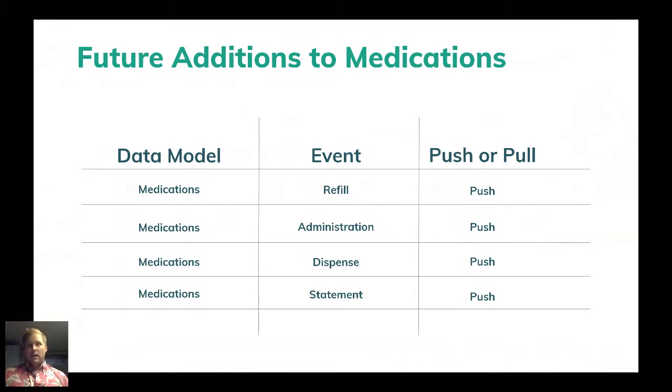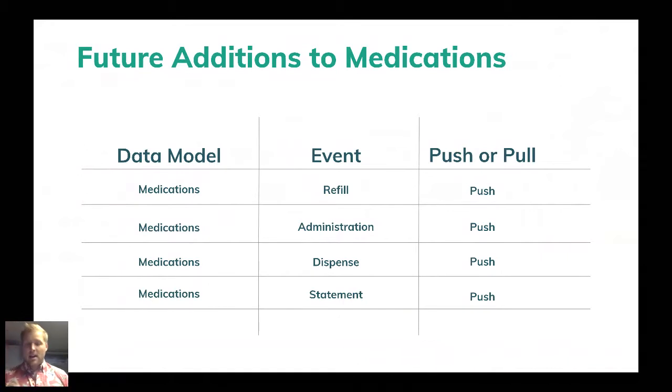We're also going to be tackling administration. So again, this one's important in both inpatient and outpatient. If you're given an injection of something, or if you're even just taking ibuprofen while you're at the doctor's office, those are things we can tap into. You can see it coming out in real time.